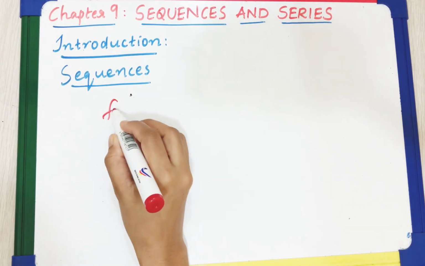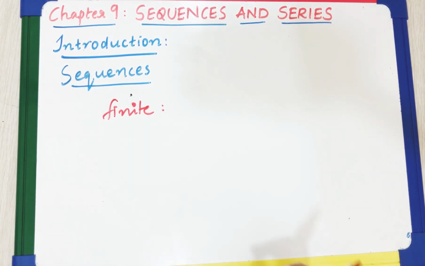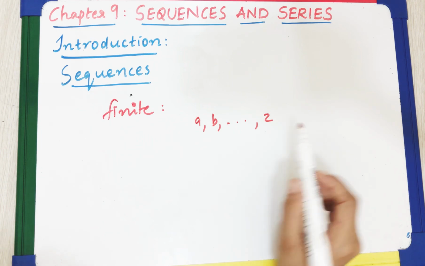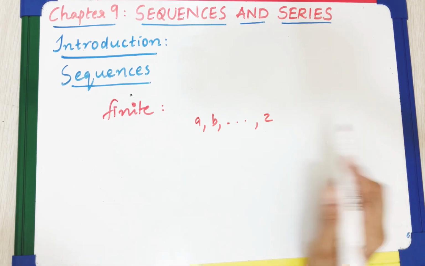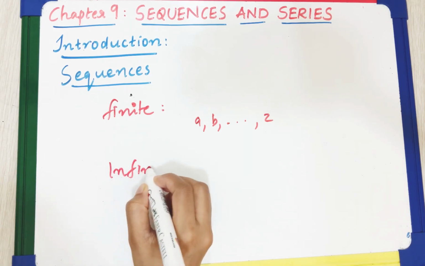Now, finite and infinite sequence. A sequence containing a finite number of terms is called a finite sequence. See the example of our alphabet A, B, C, D, etc., Z. Here it has only a finite number of terms, or we can say it has only 26 terms. It forms a finite sequence.